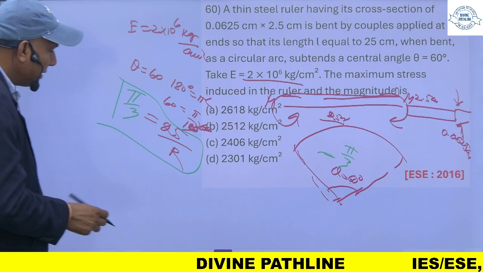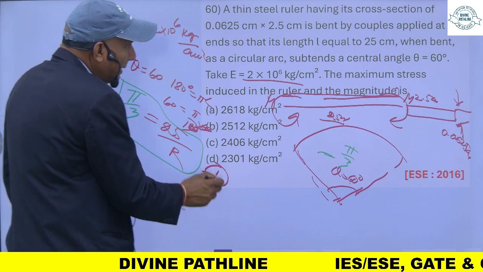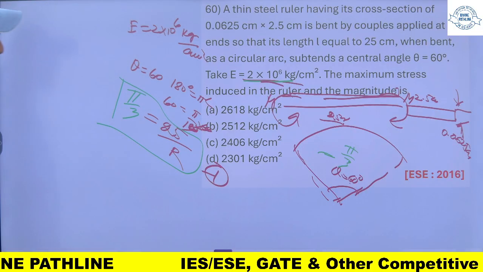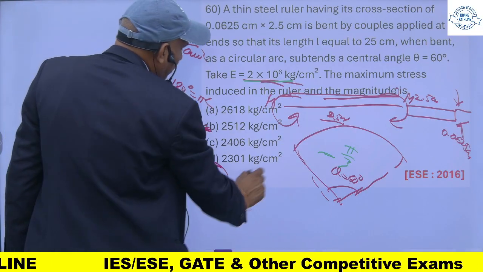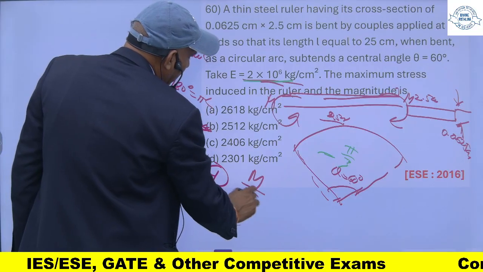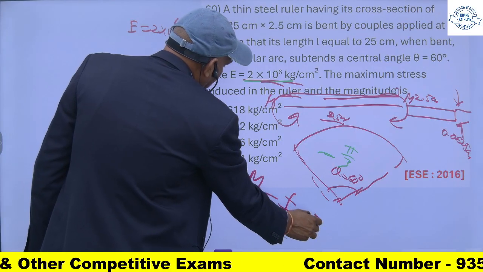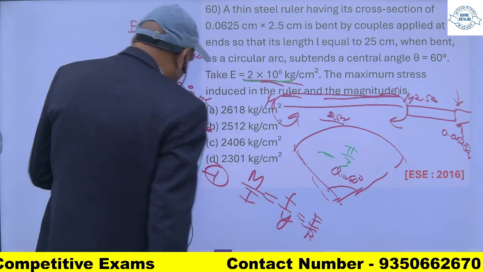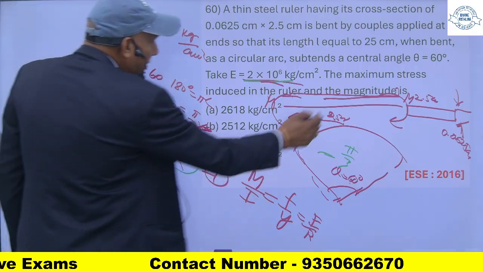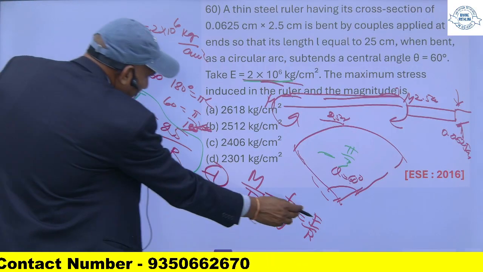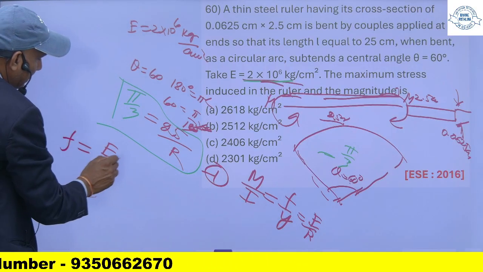So this is equation number 1. Secondly, in this case, E is equal to 2 into 10 raised to the power 6. So this is a case of pure bending, which means the flexure formula is this one: F upon Y is equal to E upon R. So I have to calculate the maximum bending stress. So F will be E into Y upon R.